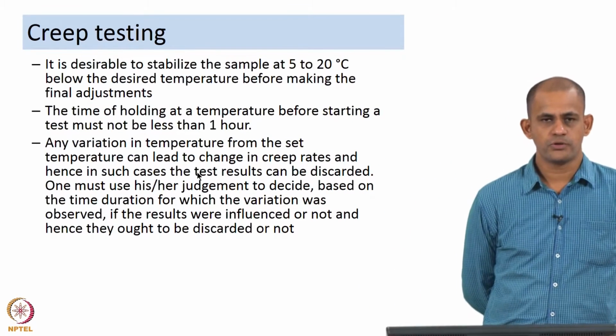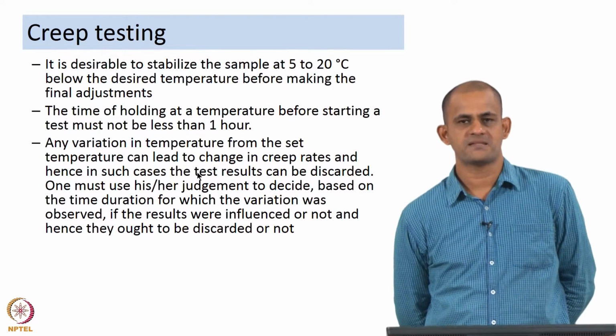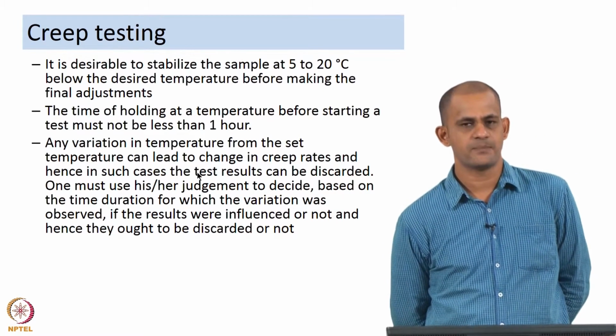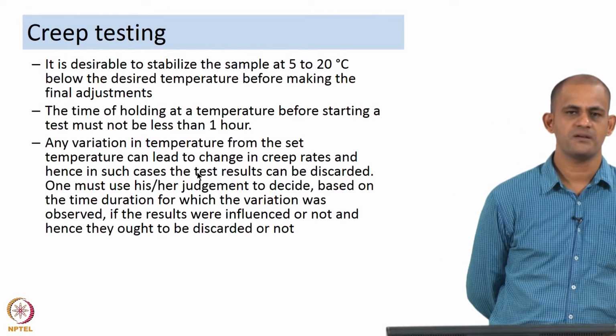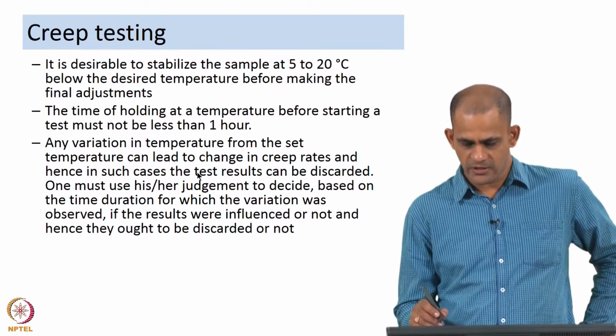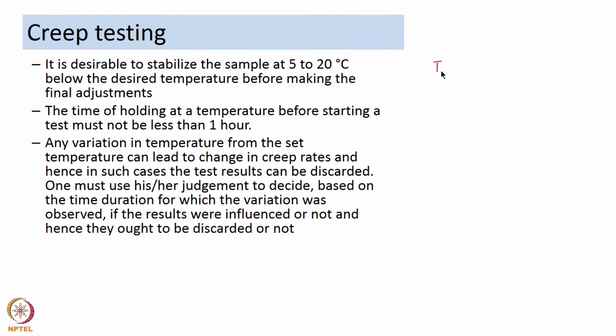Also, when you are going to do your creep test, it is desirable to stabilize the sample at 5 to 20 degree centigrade below the desired temperature before making the final adjustment. So, what I am trying to say is, if your test temperature is 900 degree centigrade, then first you should stabilize your sample at maybe 880 to 895 degree centigrade, and then make your final adjustments, so that the sample temperature reaches 900 degree centigrade.